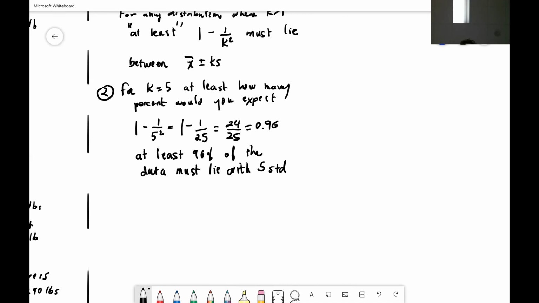At least 96% of data must be within 5 standard deviations from the mean. Make sense? All right, we cool? We get it?